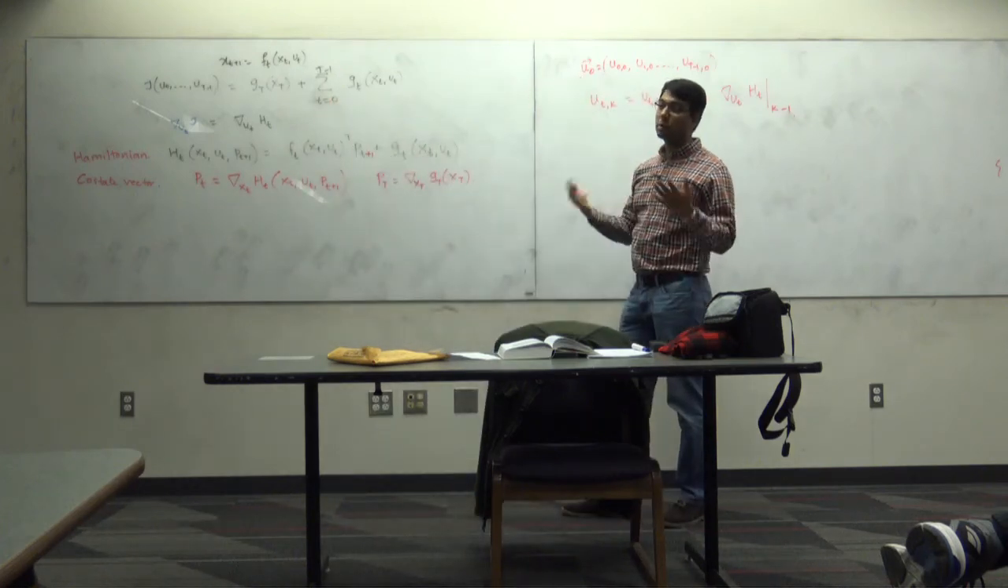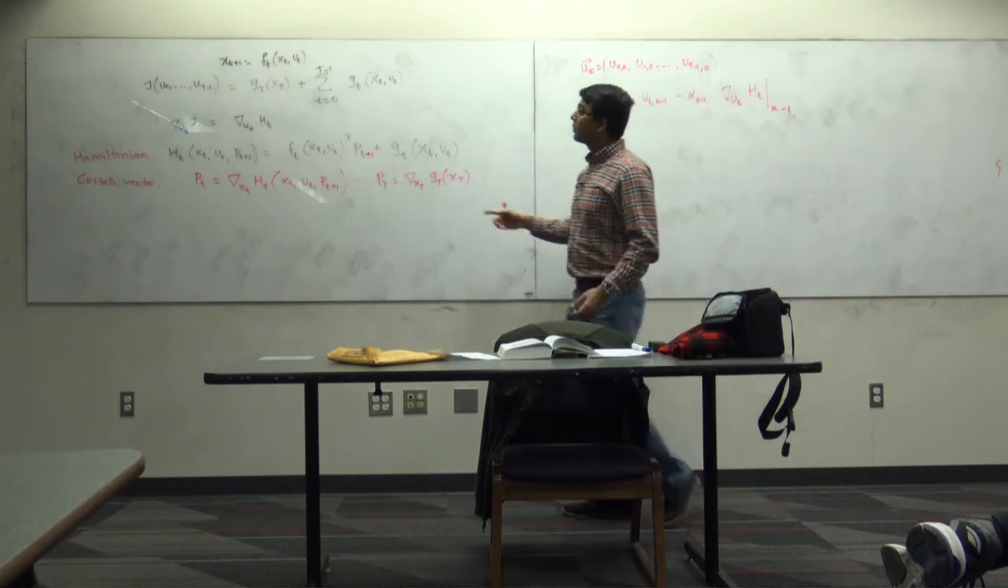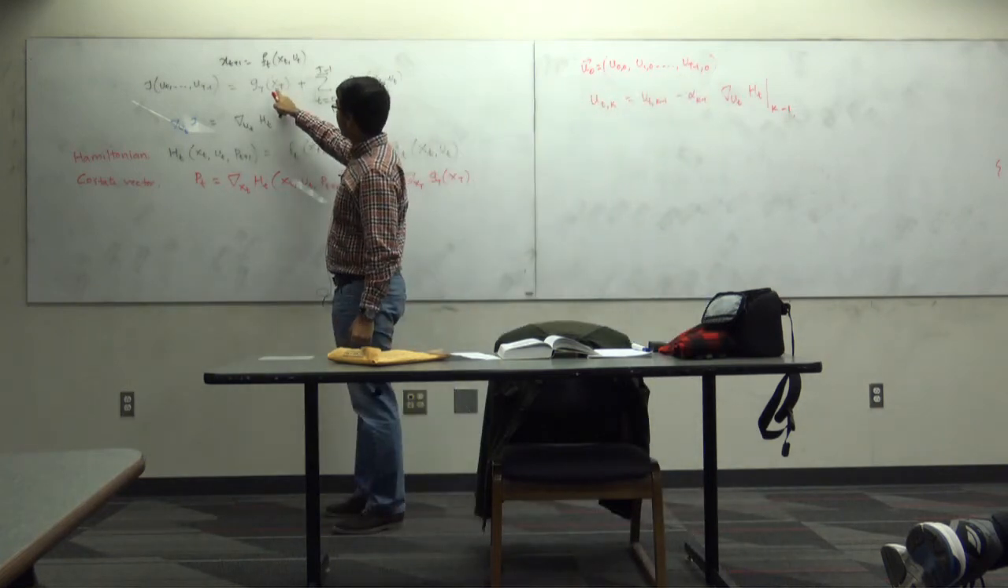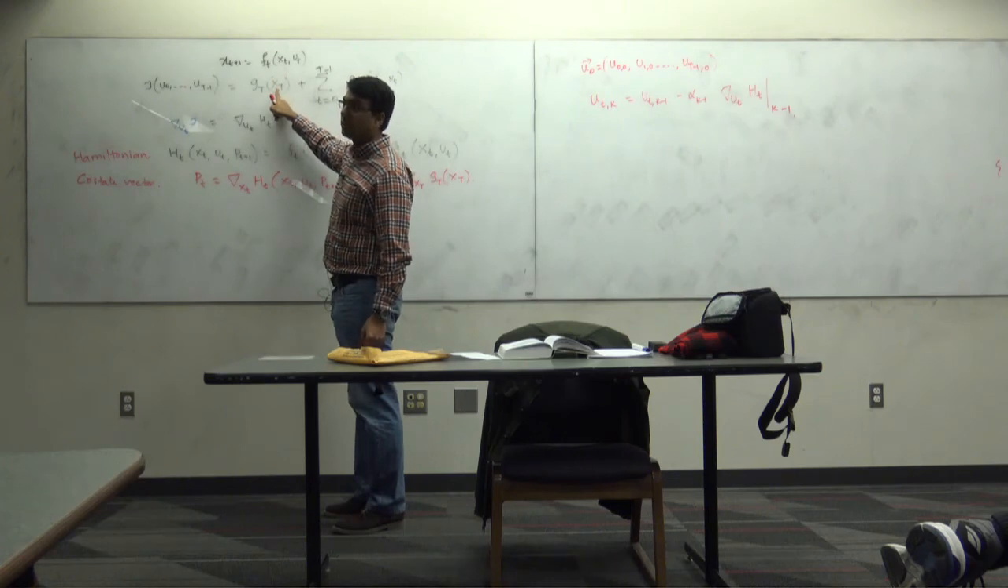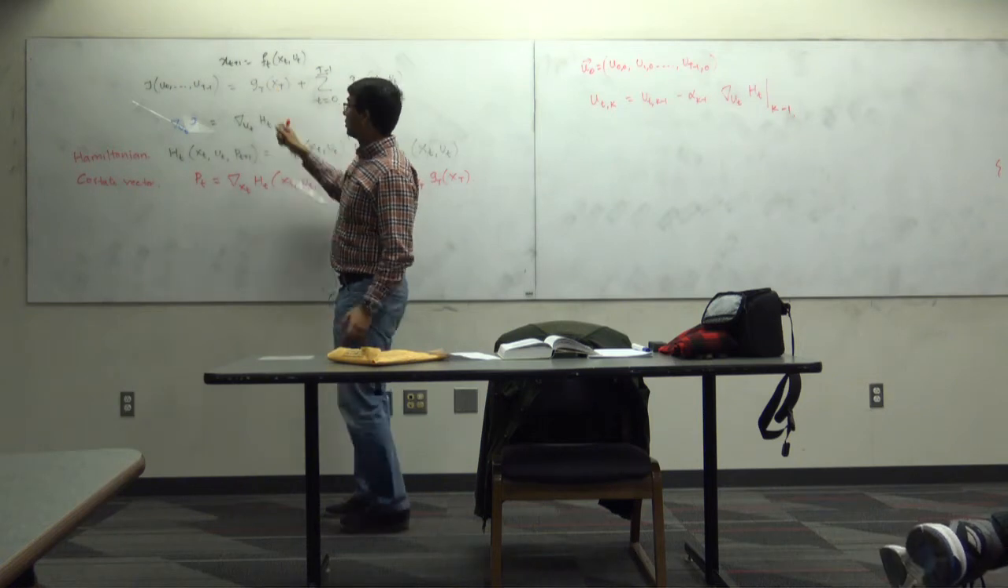Okay, so let's say I don't want to crash land on Mars. I'm going to have a terminal cost that says that the velocity at final time has to be equal to zero. Okay, and if my velocity is not zero, then I have to pay a huge price.